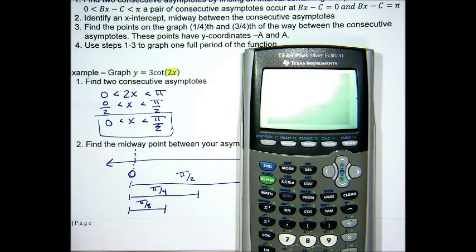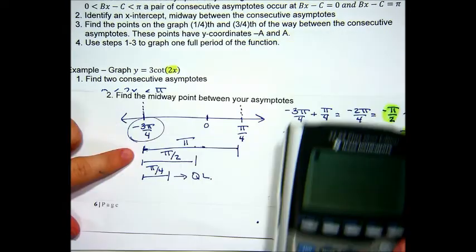So let me go back. Let me pull back out our last problem we had. Because the last problem we did, in the last section, had negatives. So I want to talk to you about these, okay?